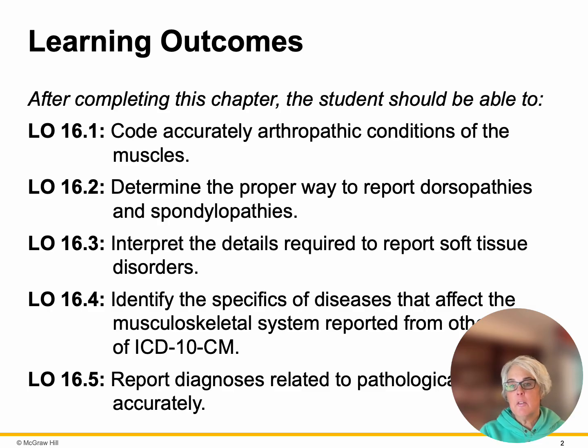Fourth, we're going to see conditions that impact the musculoskeletal system but are coded from other ICD-10-CM chapters, for example, muscular dystrophy and congenital deformities. Finally, we're going to focus on pathological fractures, which includes how to choose the correct seventh character to show the correct episode of care.